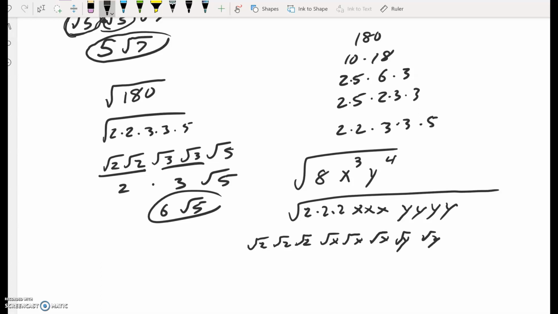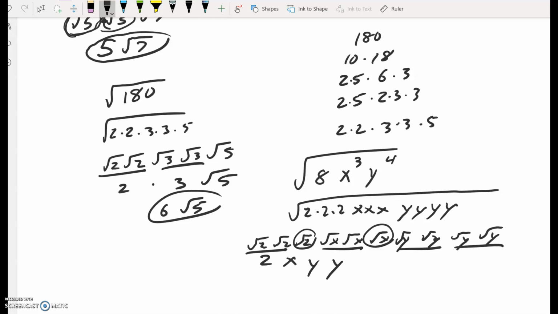This can get a little bit dull when there's lots and lots of parts. But I've got the 3 2's, the 3 x's, and the 4 y's. This makes a regular 2. This is left over. This makes a regular x. This is left over. This makes a regular y. This makes a regular y.